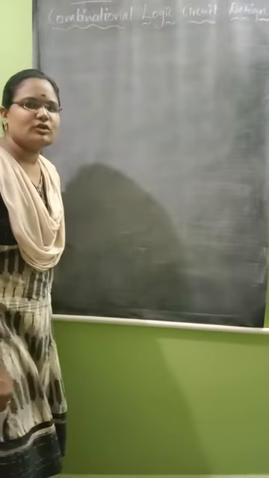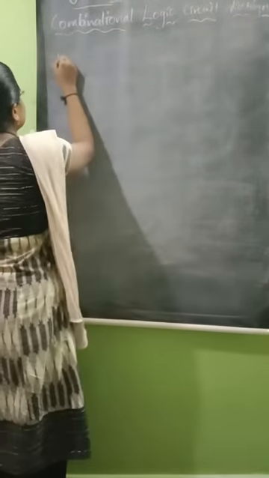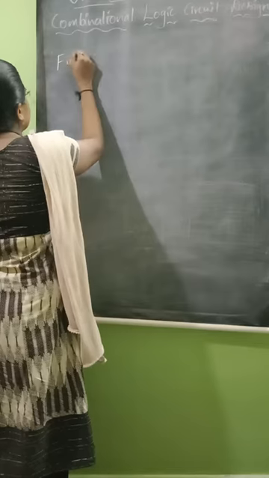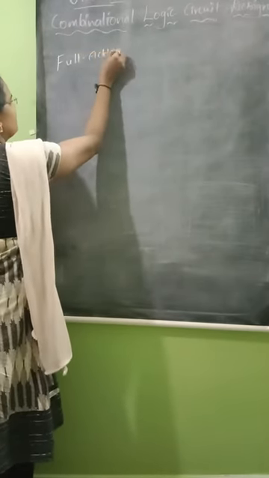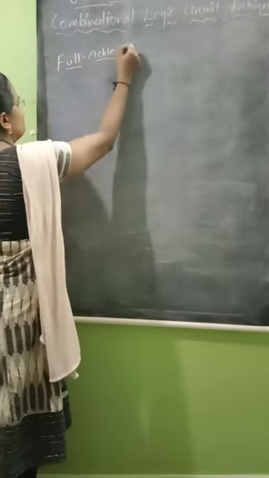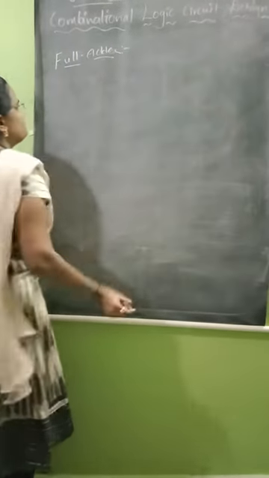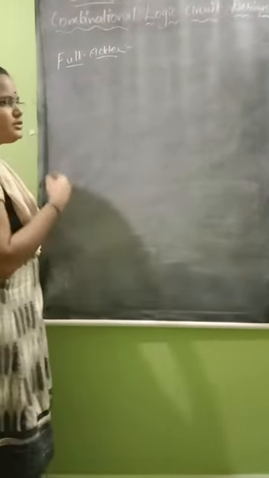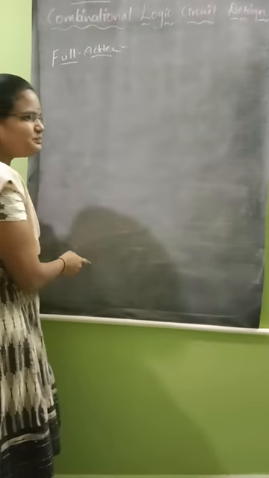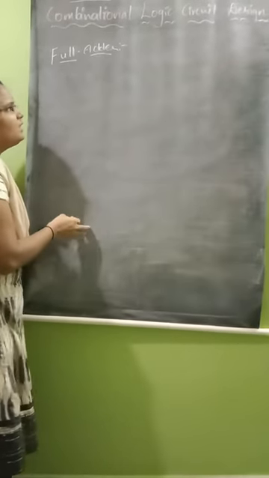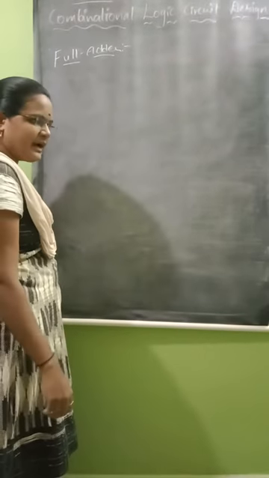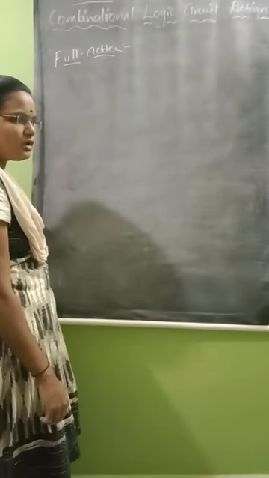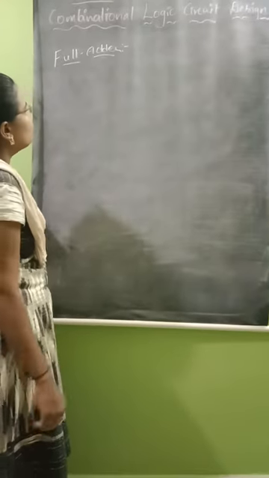Today I want to discuss the full adder. So, what is a full adder? It is also a combinational circuit. It performs the addition of two or three binary bits. The addition of two or three binary bits is called a full adder.